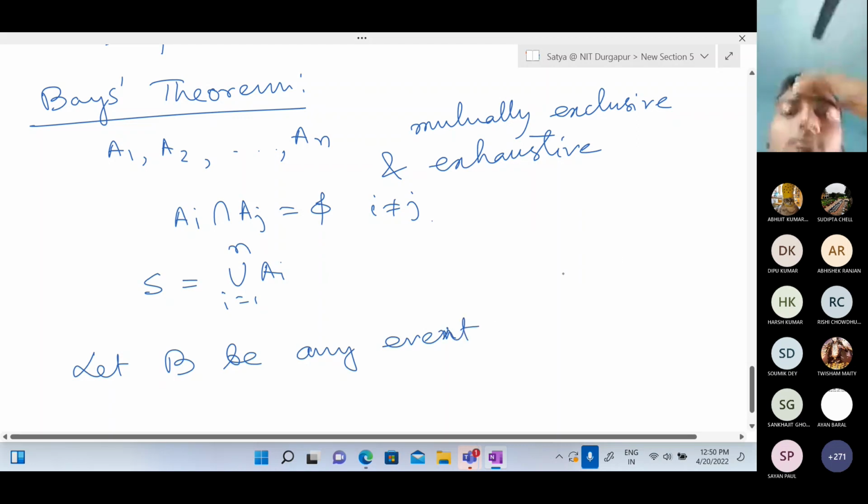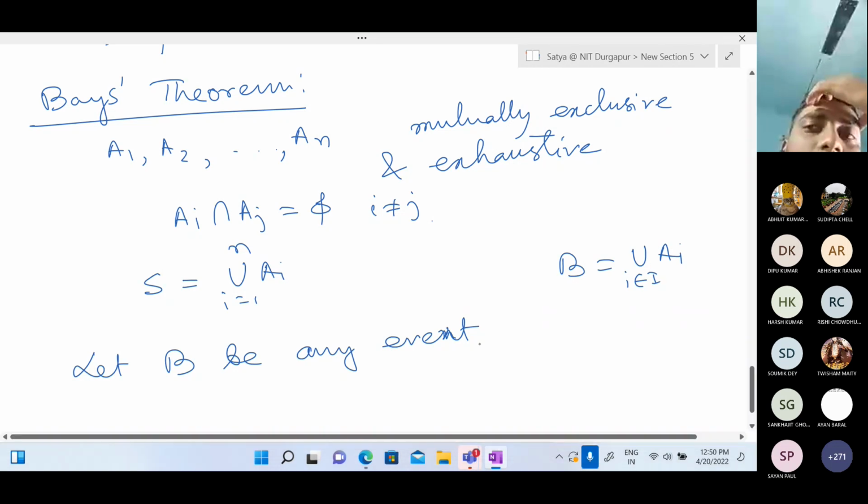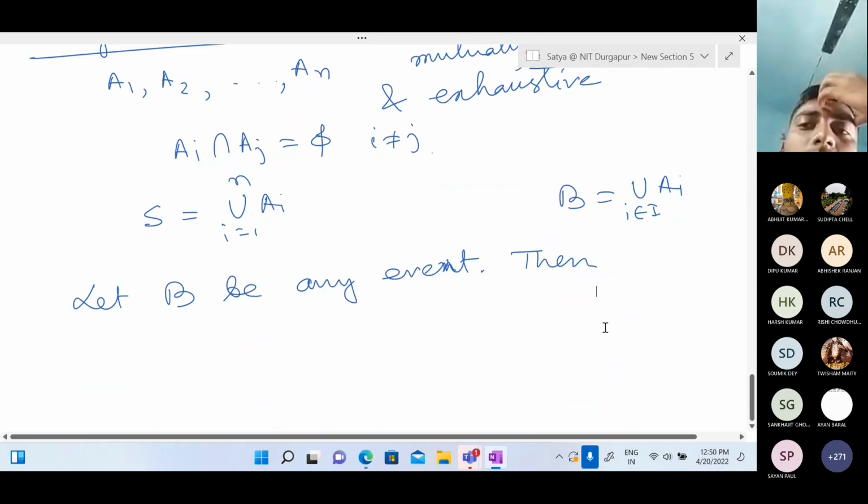So that means B is some union of Ai, where i belongs to I, whatever the sample, some subset of Ai. Then we can write it this way: probability of B equals summation over B intersection Ai, i equal to 1 to n. You can write it like this.